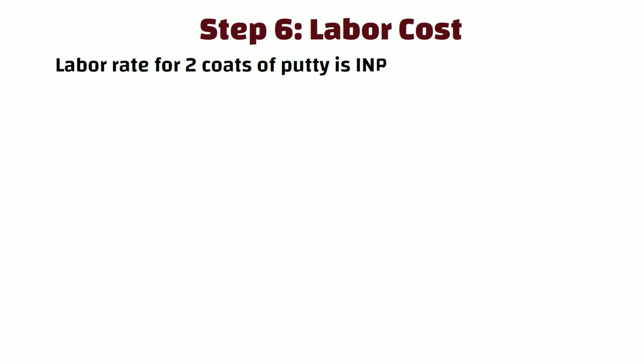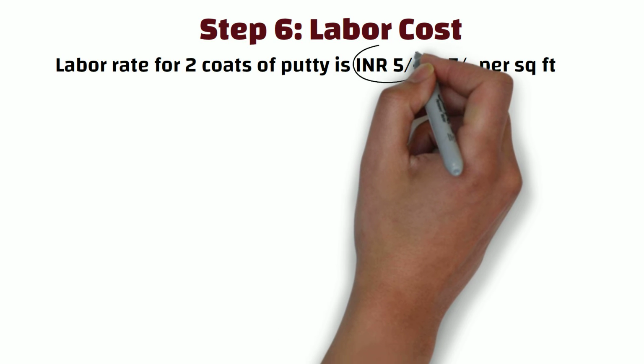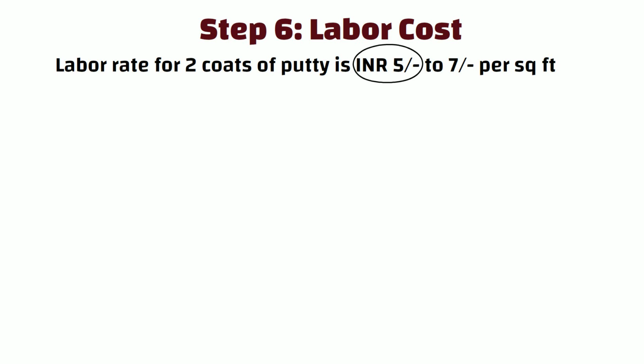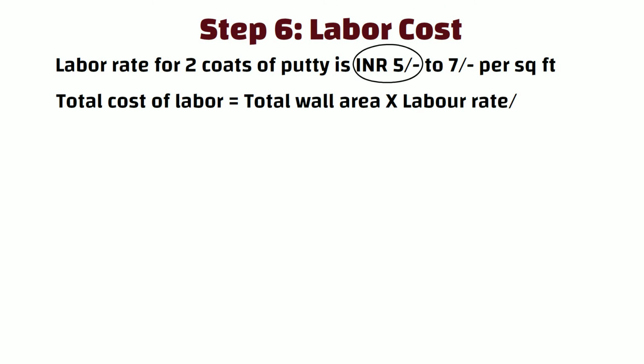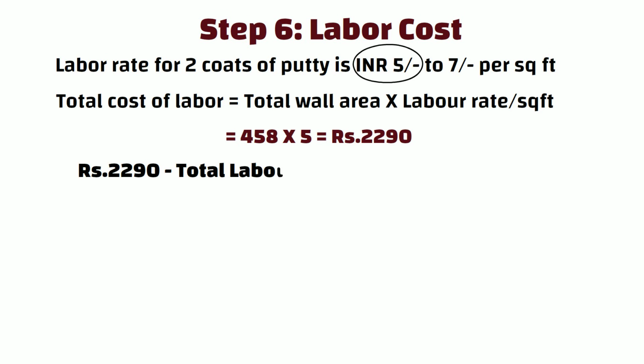Now step 6. Labor cost. The labor rate for applying 2 coats of wall putty is between 5 to 7 rupees per square feet, depending on your location. Let us consider a labor rate of 5 rupees per square feet. So the total cost of labor is equal to total wall area into labor rate per square feet. That is, 458 into 5 is equal to 2290 rupees. So we can say 2290 rupees shall be required for only application of putty in a 10 feet by 10 feet room.